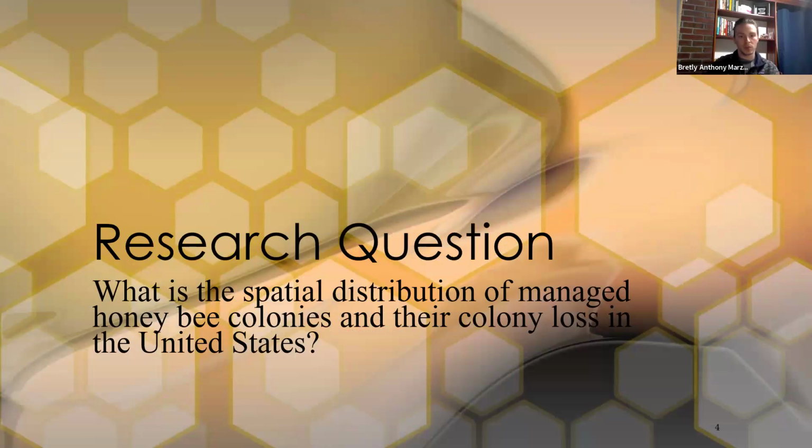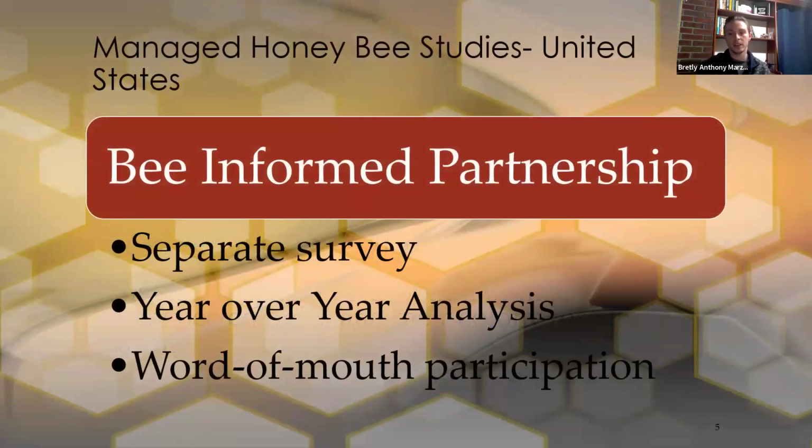What are the spatial distributions of the honeybee colonies and their colony loss throughout the United States? So some literature review, getting into what information is already out there. The only established research I could find when trying to answer this question, and specifically looking at the United States, was from the Bee Informed Partnership. They're a private organization. They conduct their own individual survey that looks at colony loss. It's a lot of word of mouth, filling out the survey, no regulation, or it's kind of spread by other people who are already filling out the survey.